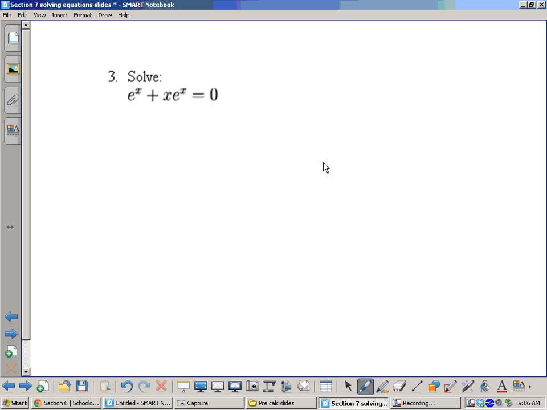So now we're going to be dealing with exponentials. So we have e here. We're going to solve for x. You'll notice that there's an x in the exponent. It may be possible to get that out of there, and we'll go through some properties later on. But right now we're just going to factor it and see if it works out. So if we factor out an e to the x, we get 1 plus x equals 0.